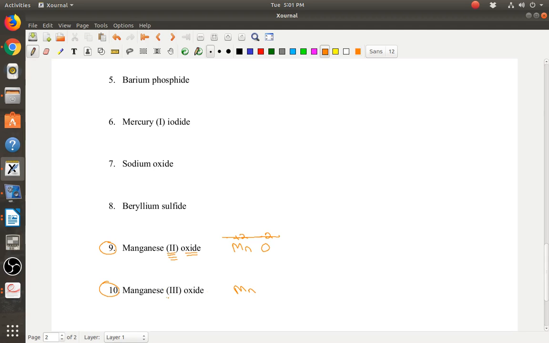Manganese is Mn. This tells me use a +3 charge for the first atom. Oxygen is a -2. Charges on the top, swap and drop. So we get Mn2O3. All right, that's where I'm going to stop on this.